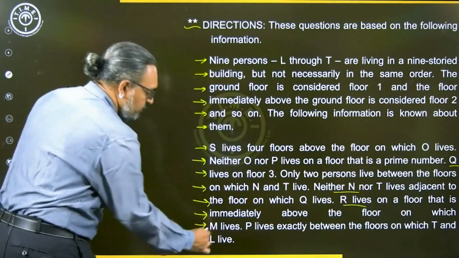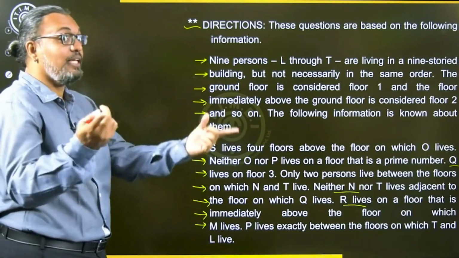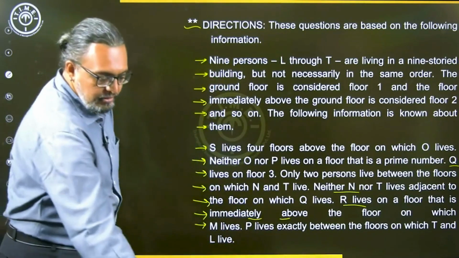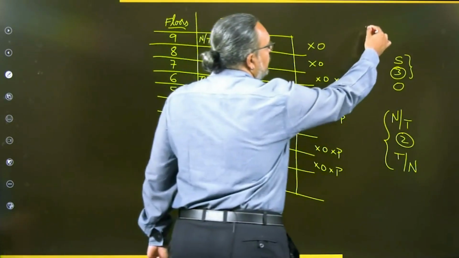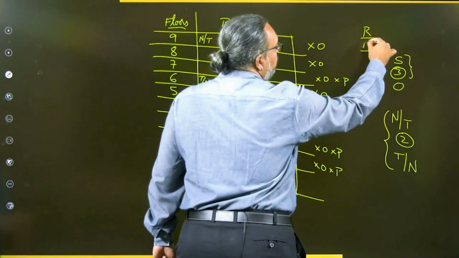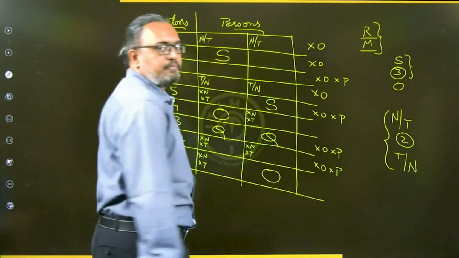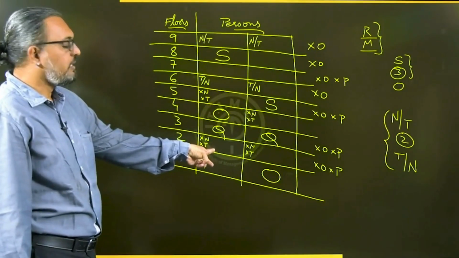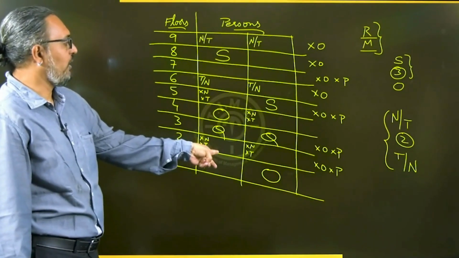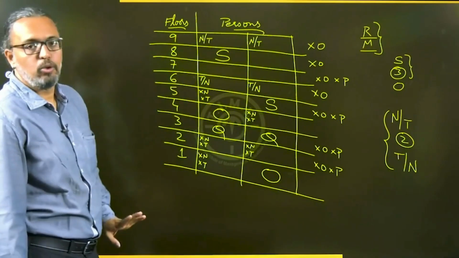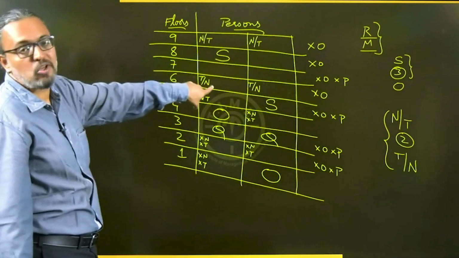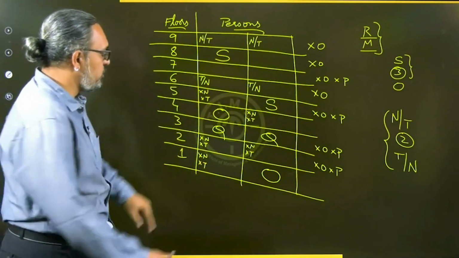Then further, what he says: R lives on a floor that is immediately above the floor on which M lives. Okay, R lives immediately above M, because he himself is saying immediately above. So, we have R immediately above M. That's the condition. Now, where is the possibility? The only possibility in this first scenario is 2 and 1, because in the others you don't have. See, especially 7, 6 and 5, not possible, because 6 is already T or N. So, it has to be 2 and 1.